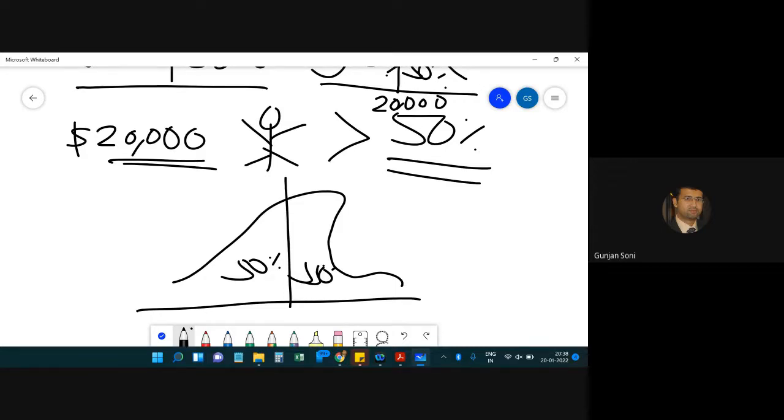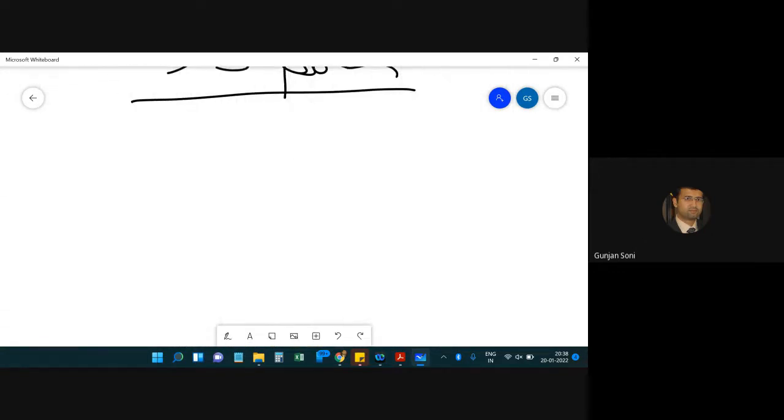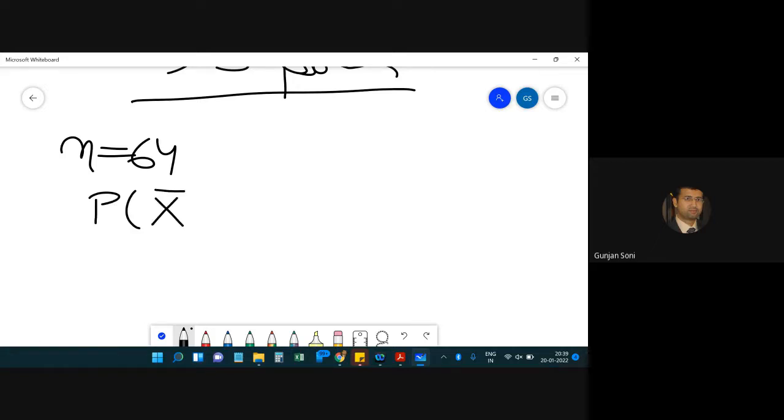Okay. We go to the second question now. Now n is equal to 64. Let's say we take 64 employees. 64 account executives are randomly selected. What is the probability that the sample mean x bar is greater than 20,500?